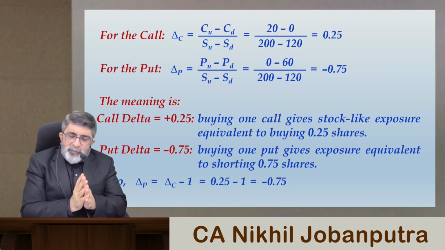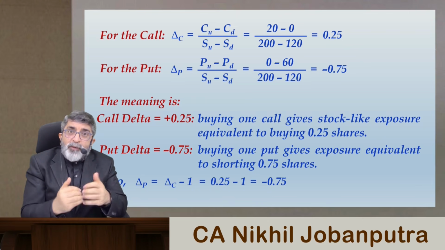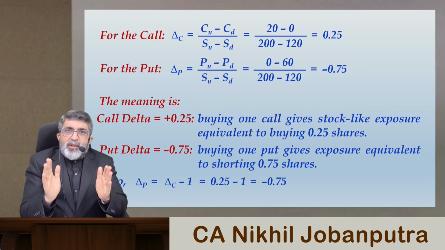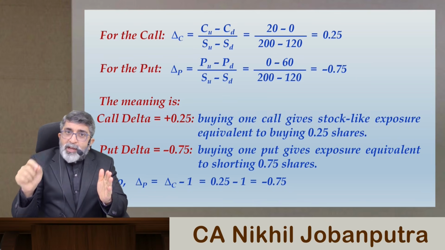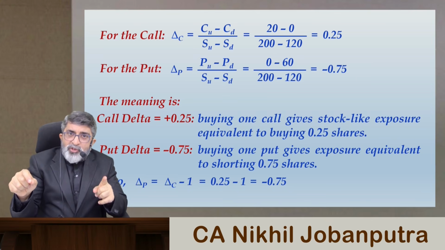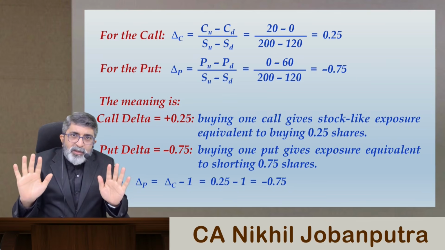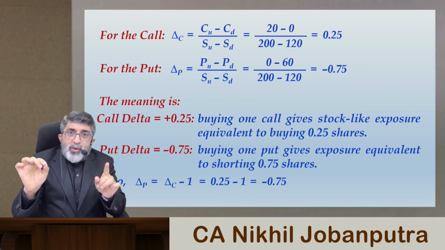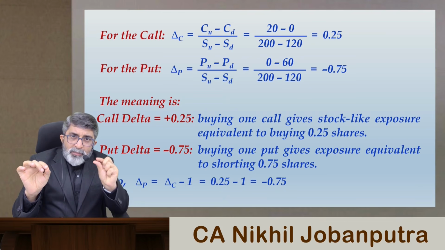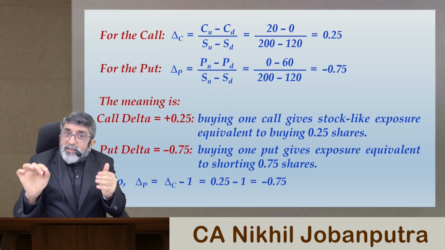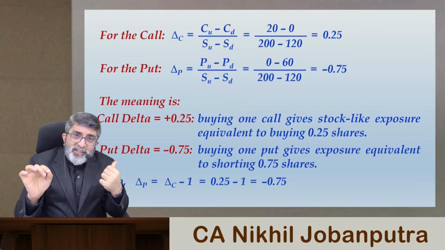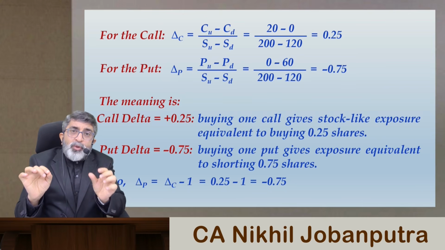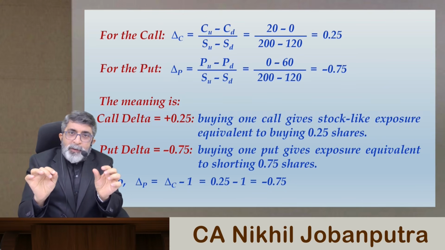So how did this concept of delta hedging emerge? You have written a call option and you have taken a big risk. You want to hedge your position. Answer is simple. You have already sold a call. Now purchase some shares. How many shares? Delta shares. Delta in this case was 0.25. So you purchase 0.25 shares.